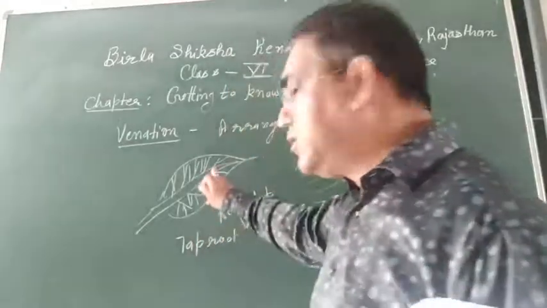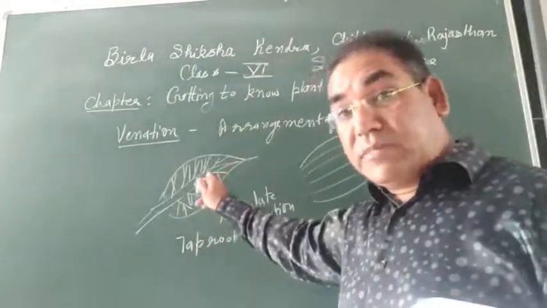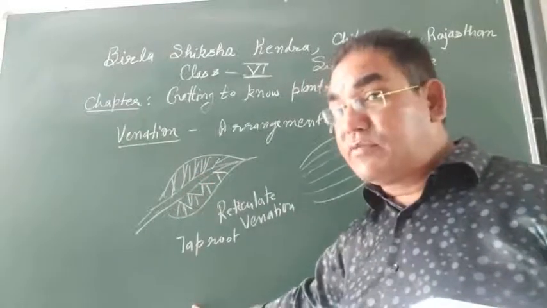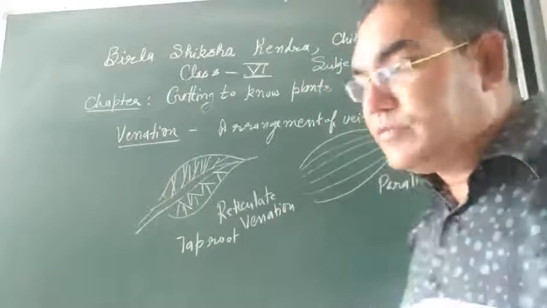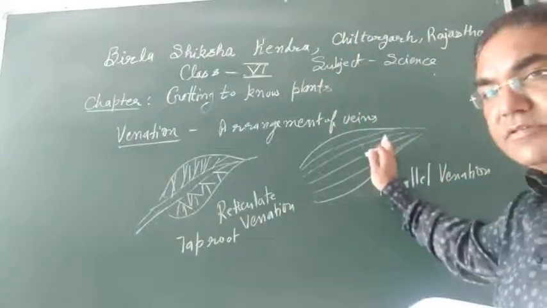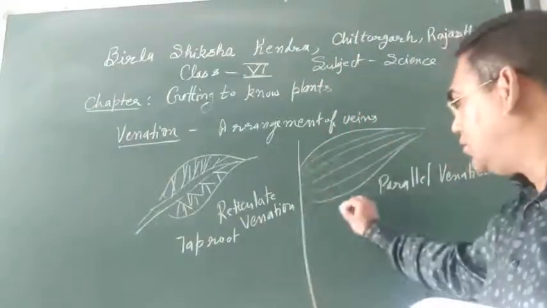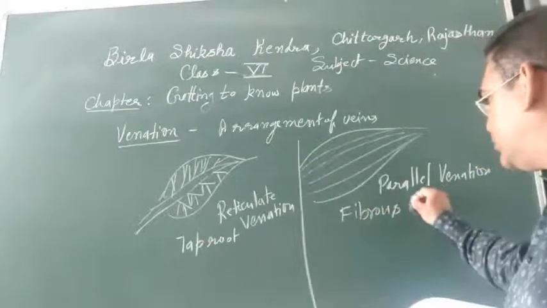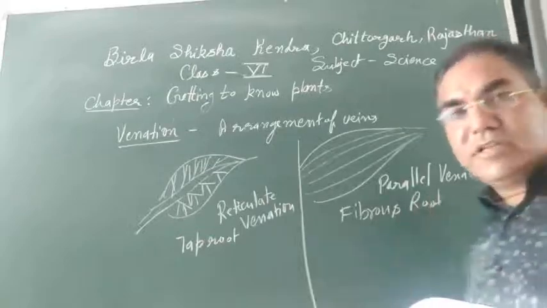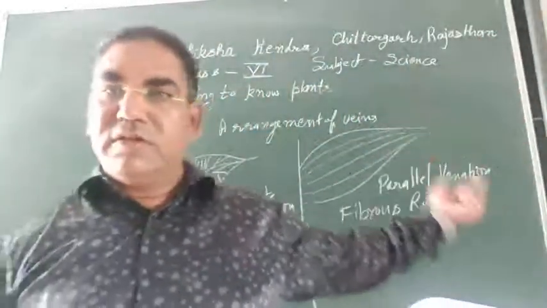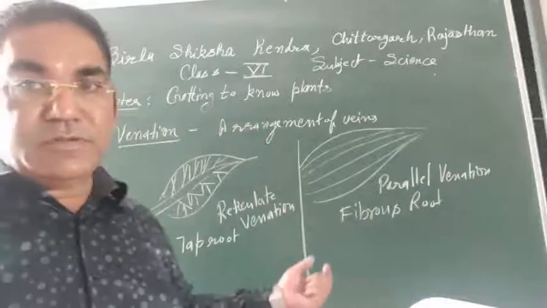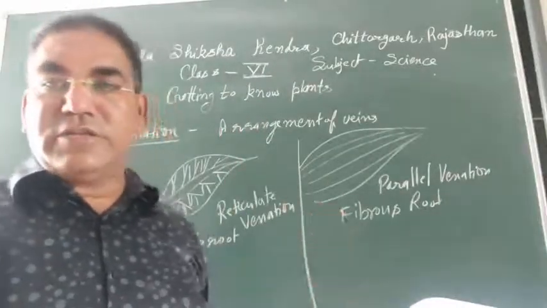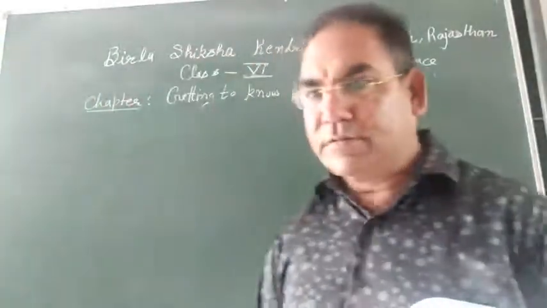In any plant which has reticulate venation, which kind of leaf is this, which kind of root is this? Tap root. In such kinds of plants the root will be fibrous root. Fibrous root can be seen in the plants which have parallel venation. Tap root can be seen in the plants which have reticulate venation.